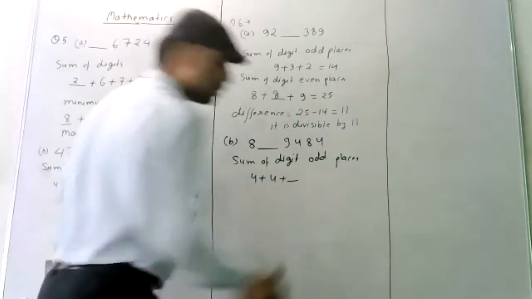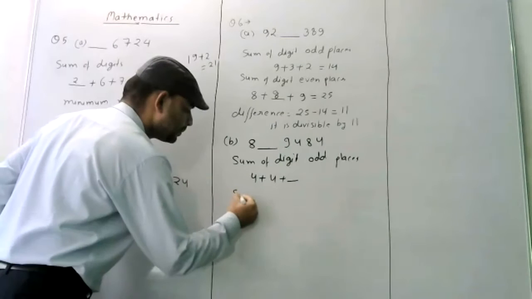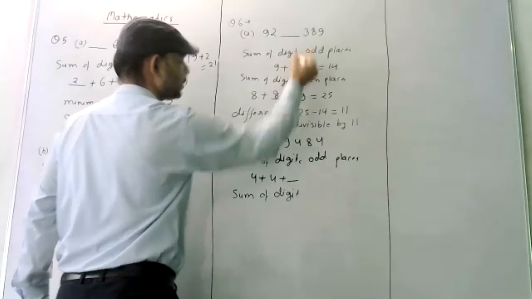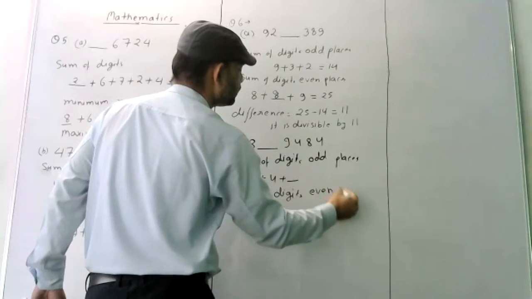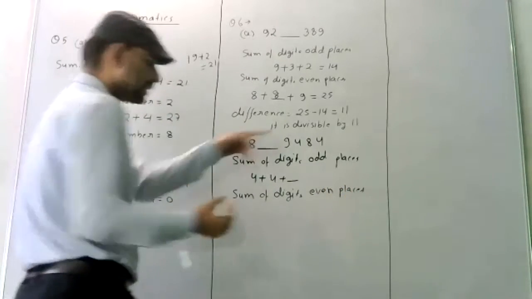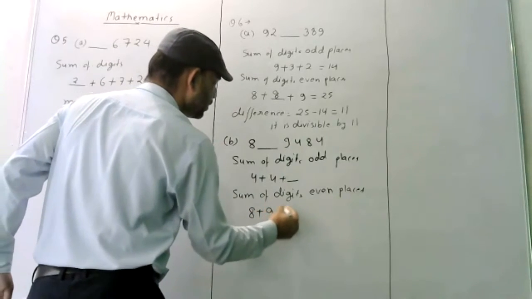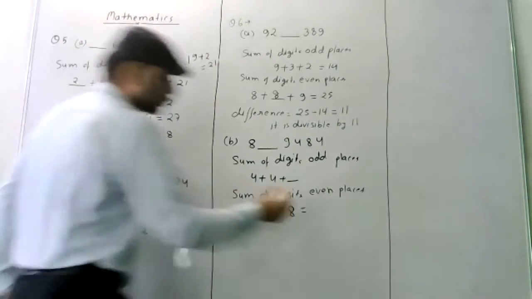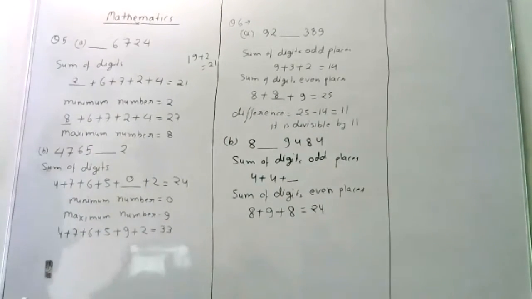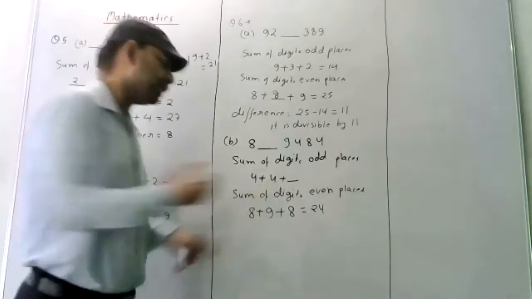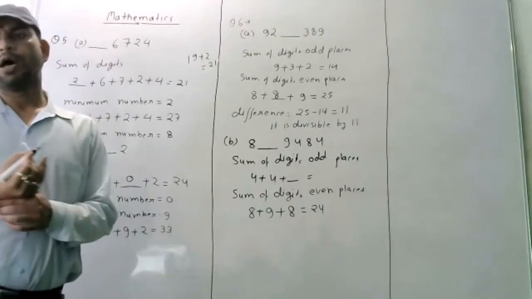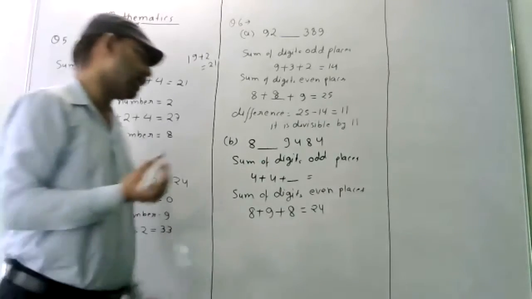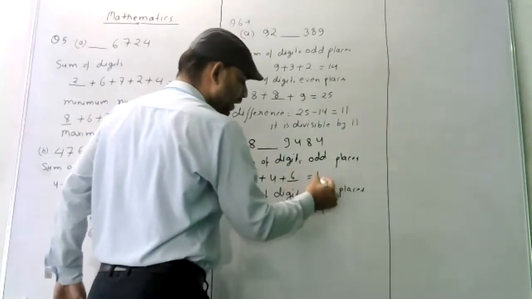And the sum of digits at even places: here 8 plus 9 plus 8 is equal to 25. Here 4 plus 4 plus 8, if we put a blank place, that is 6, it becomes 14. Put 6 here, it becomes 14.